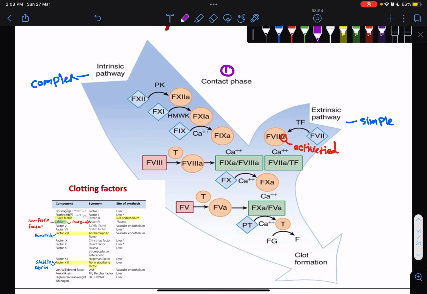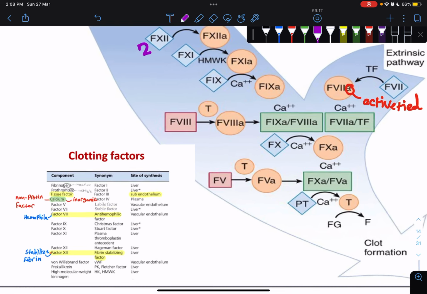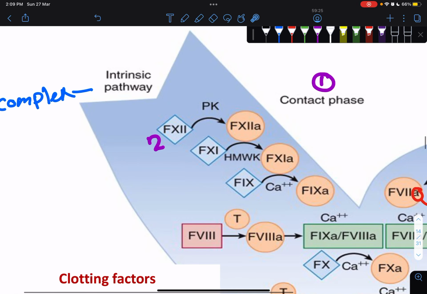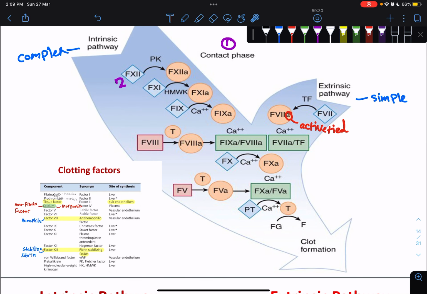This pathway has factor number 12. The starting point is factor number 12, please. The story starts from factor number 12. 12 is activated to 12A. What is activating it? Number 1, contact with the glass surface or contact with any surface. And we also need a little thing. Remember the clotting factors, the new clotting factors in the list, after that there was written pre-kallikrein, PK. PK was written. PK is also needed. So, factor 12 is activated to factor number 12A. Khalas, this step is over.